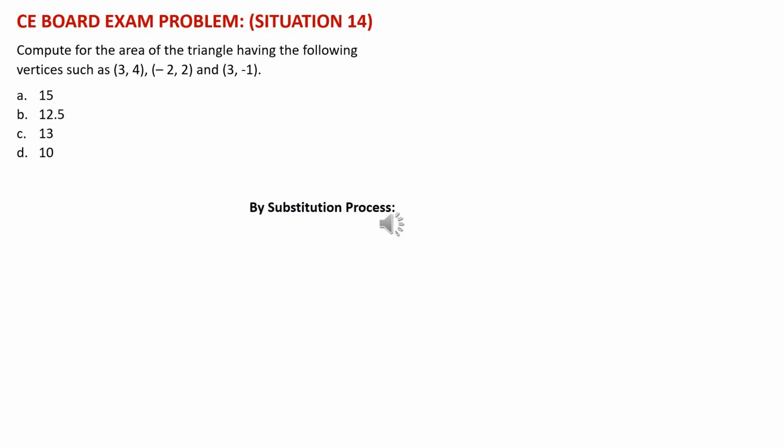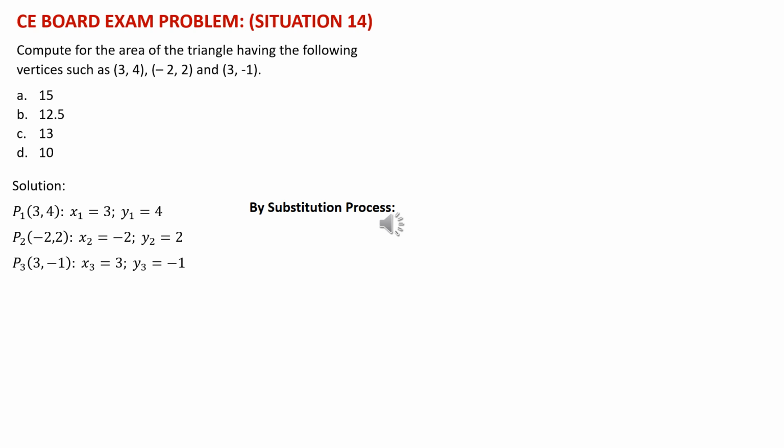And now, let us have another board exam problem. We have to calculate the area of the triangle having the following vertices: (3, 4), (-2, 2), (3, -1). And for our givens, our point 1, (3, 4), we have the abscissa as 3 and ordinate as 4. And then point 2, P2, we have (-2, 2), meaning our x2 is -2, y2 is 2, and then point 3, (3, -1), x3 is equal to 3, y3 is equal to -1.